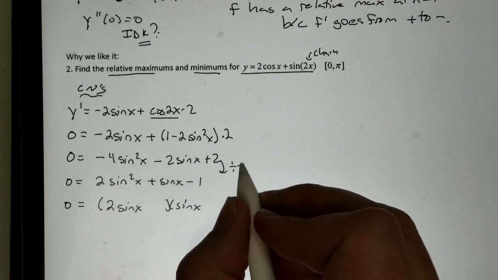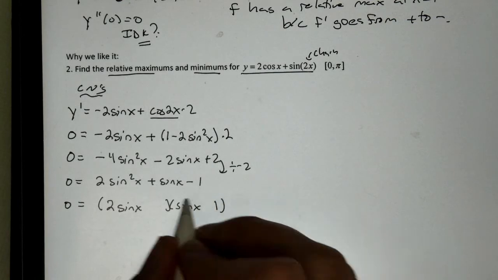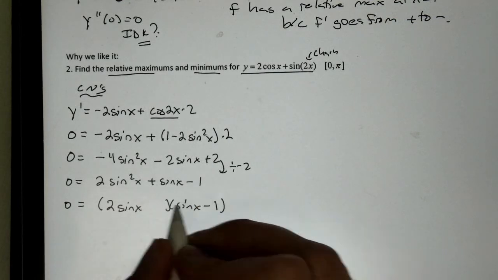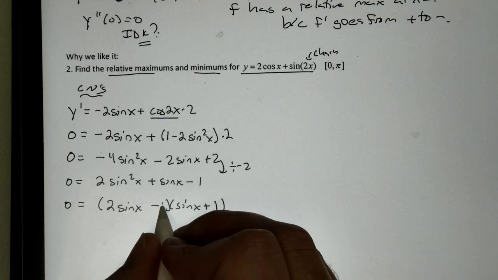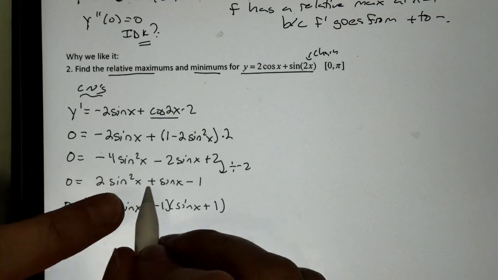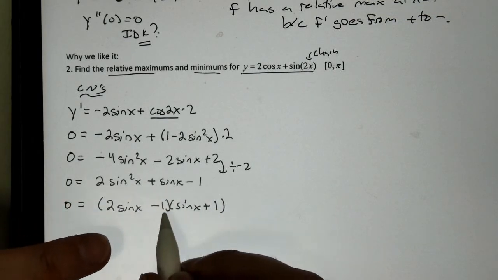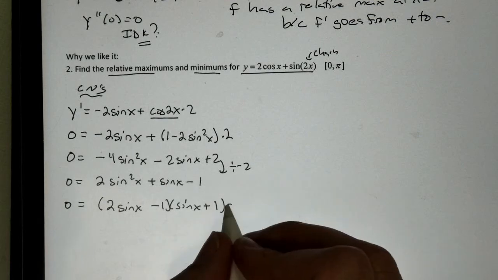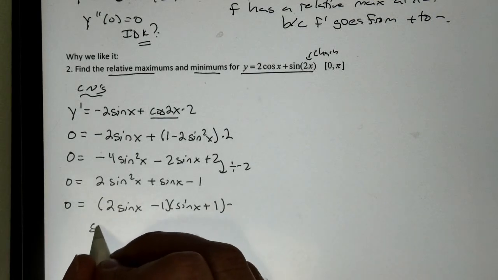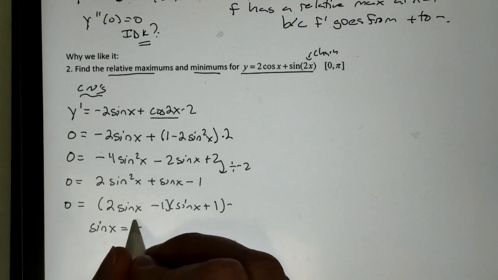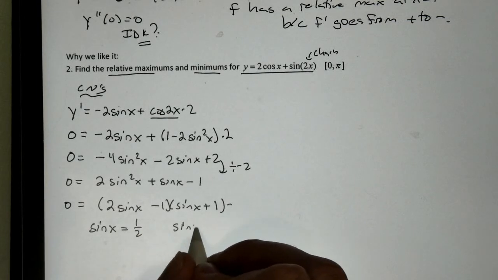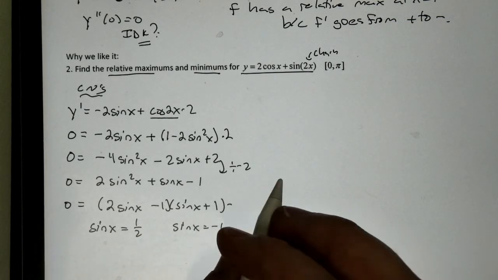When we're dividing by negative 2 there, I want to get this to be positive, and this one will be negative, I believe. So let's take a look here. I want to make sure we get a positive sign, so plus 2 minus 1 sine of x. And if I set these equal to 0, we get sine of x equal to 1/2, and sine of x equal to negative 1.